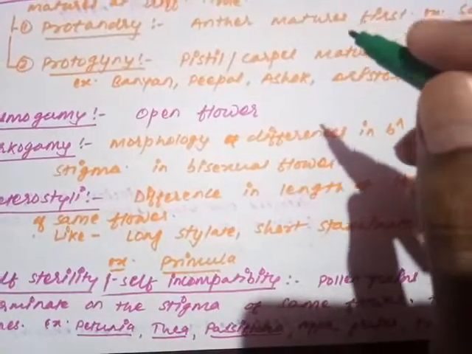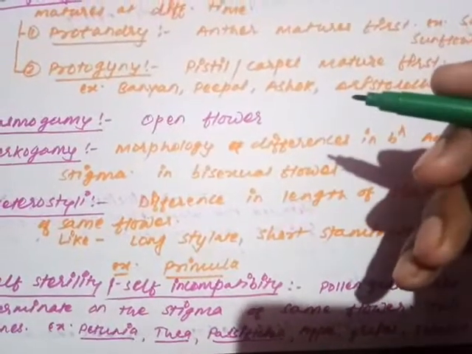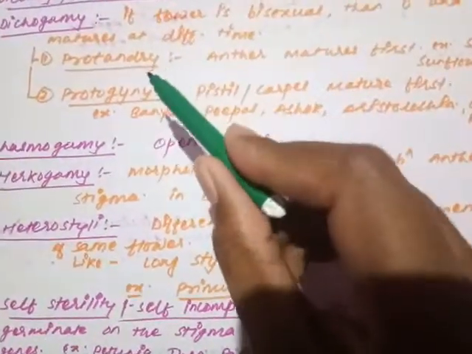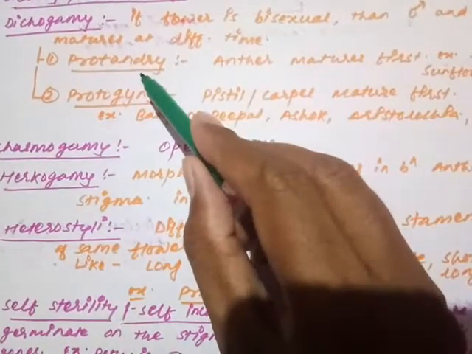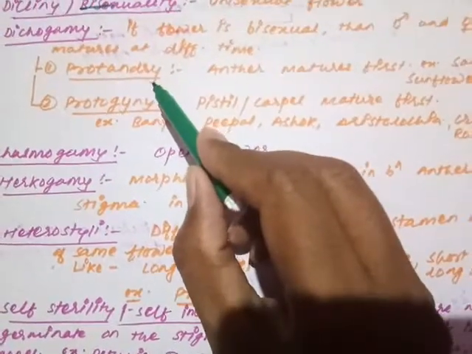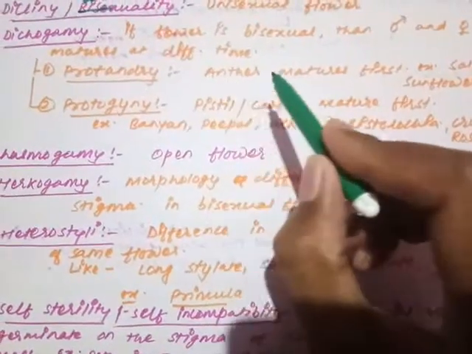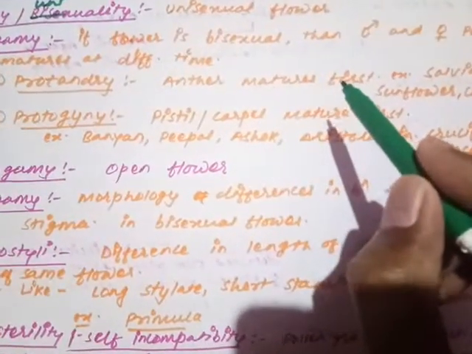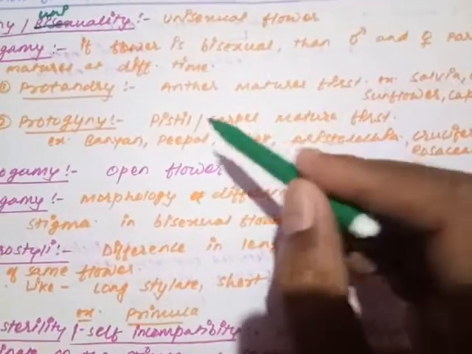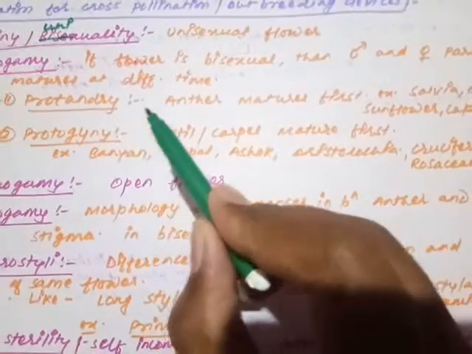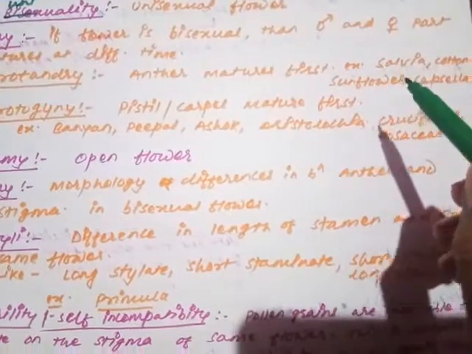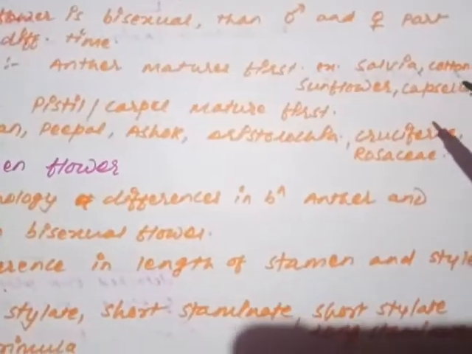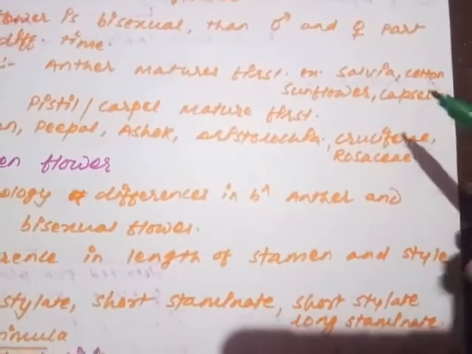Suppose two different structures, sometimes the androecium and sometimes the gynoecium. If androecium matures first, the situation is called protandry. Prot means first, andry means androecium. When the androecium matures first, when the anther matures first, the condition is called protandry. Examples of that are salvia, cotton, sunflower and capsella.